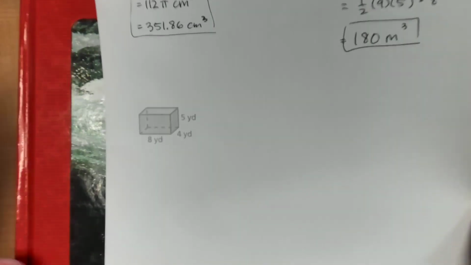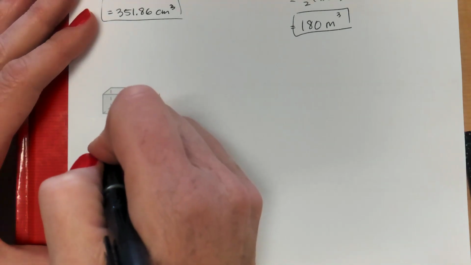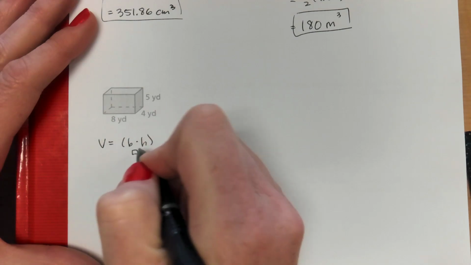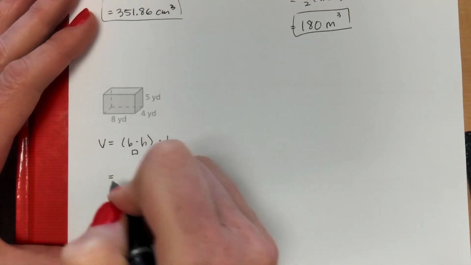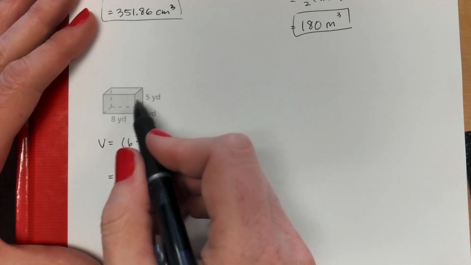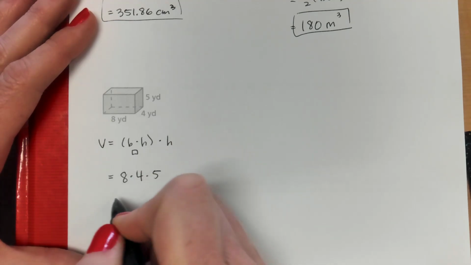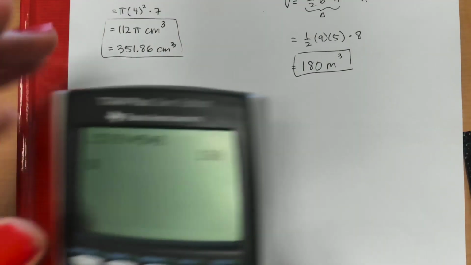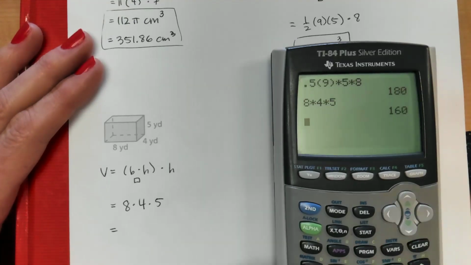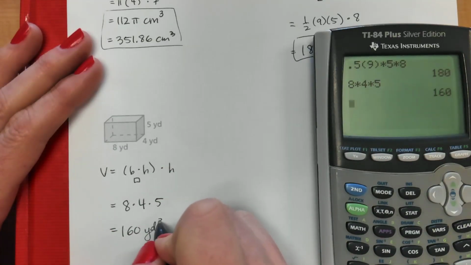One more. Got a rectangular prism, and that formula on your formula card starts out with the base, the area of the base, so base times height, and this would be the rectangle on the bottom, and then times height of the prism. The nice thing about a rectangular prism is it doesn't matter which order you put these in. You pretty much just need one of each number, one each time. So do 8 times 4 times 5, and we get about 160 yards cubed.